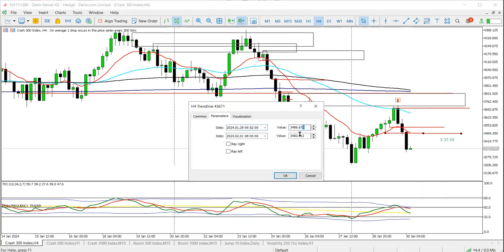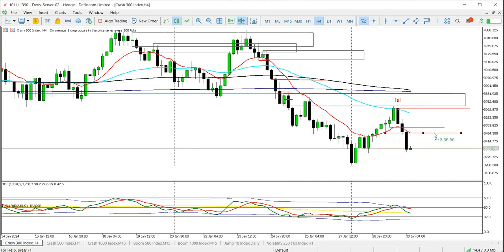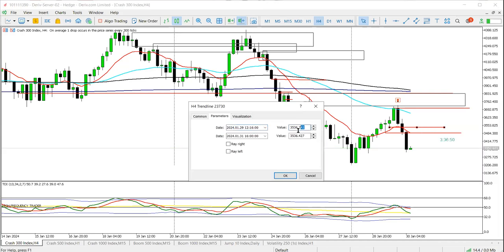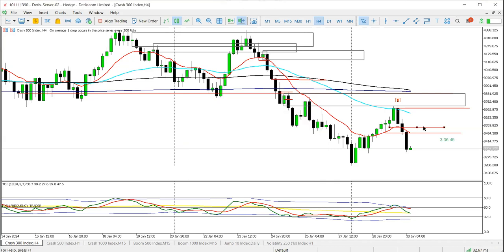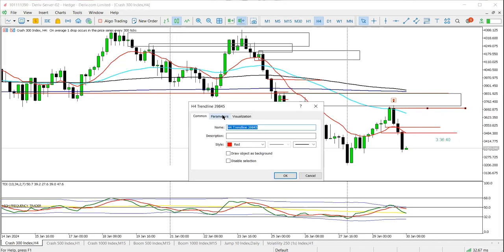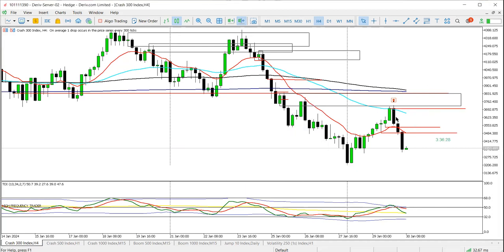That will be 34.86 for the first zone. Then for this zone, it will be 3536. Then for the ultimate high here, I'll just round it up to 3700 because this one is near a whole number. So these are the 3 points of interest we have based on the 4-hour time frame.